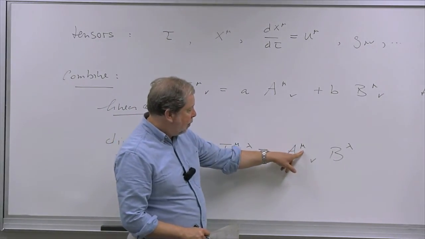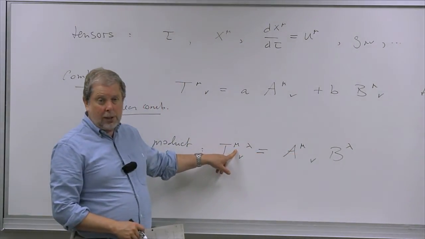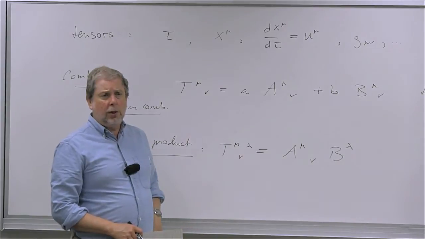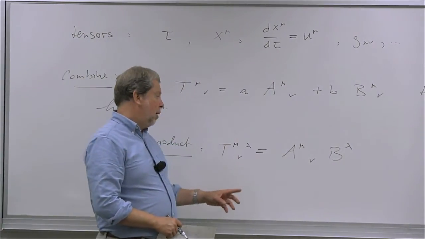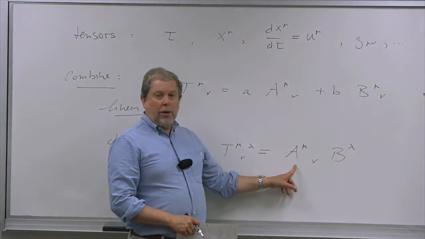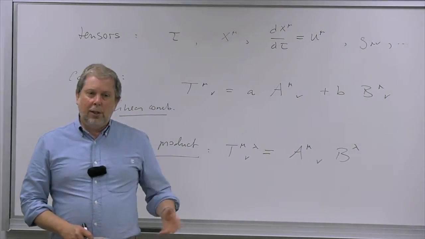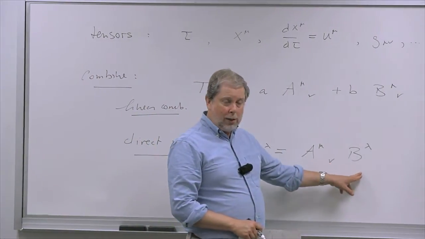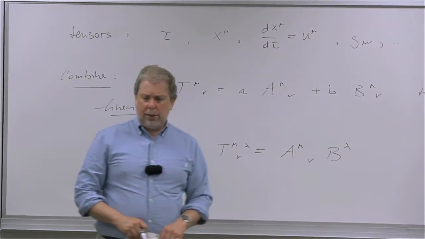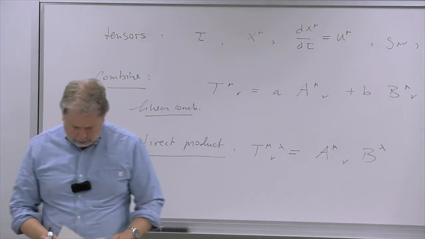So if this index here were upstairs, it has to appear upstairs here, because it does make a difference whether it's upstairs or downstairs. Then this object is also a tensor, because the first quantity A will transform with some dx by dx prime and dx prime by dx, and the second one will as well, and so the product will do the same thing. So that's fairly obvious, right?